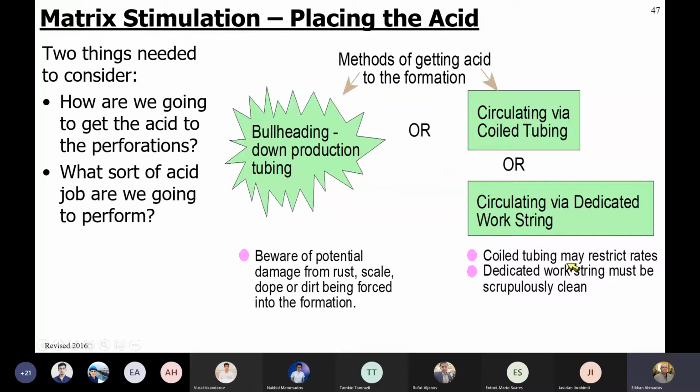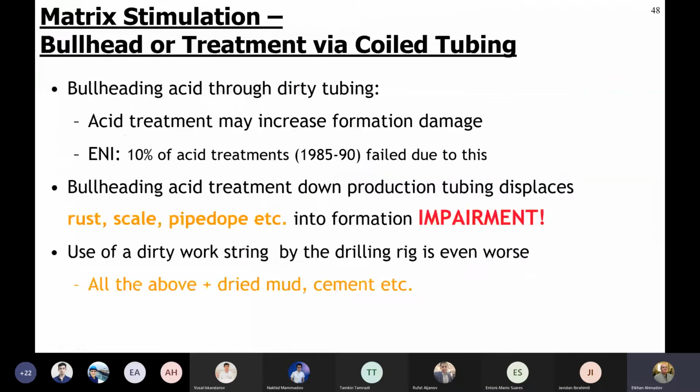Bullheading, as we learned yesterday, can be itself a potential formation damage source, as we may inject into the formation the rust or any other scaling, pipe dopes, any other solids and materials that are on the tubing surfaces into the reservoir, into the formation, and that will lead to the formation damage, formation impairment.